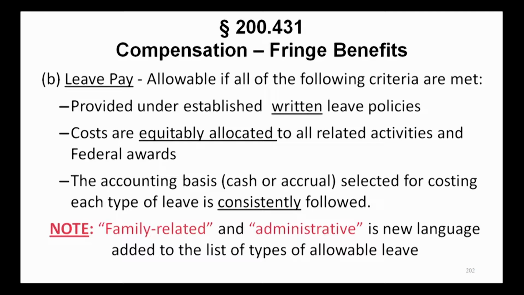Leave pay is allowable if it meets all of the following criteria. They are according to your written policies. If you provide administrative leave or family-related leave, that needs to be written in your personnel policy, the circumstances, the amount of leave that you provide, etc. That the costs are equitably allocated to all related activities and federal awards. So if you have multiple federal awards, each federal award needs to pay its fair share of that benefit.